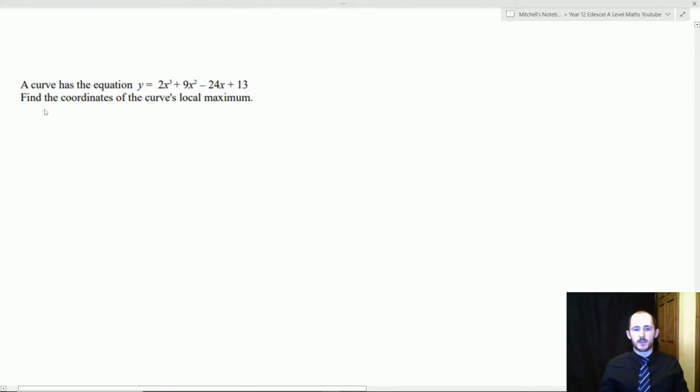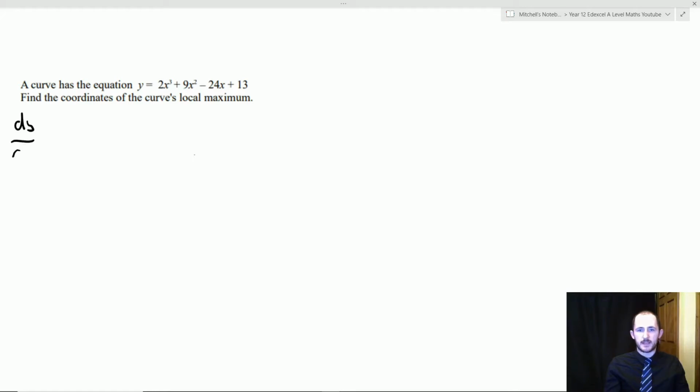Perfect. Okay, now here's the question that I was kind of warning you about earlier: find the coordinates of the curve's local maximum. Again, even students that are really good at differentiation will mess up on this kind of question, okay? We'll go through it and I'll point out where the common mistakes are.